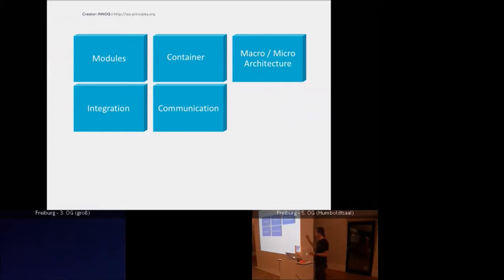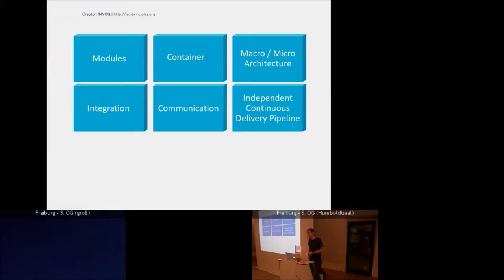So those two principles are actually examples of the macro architecture. Then the continuous delivery pipelines should be independent, because otherwise you can't really deploy those microservices independently. And then the question is, why do you even use microservices if you don't get that benefit of independent delivery into production? So that is why I advocate using separated continuous delivery pipelines.